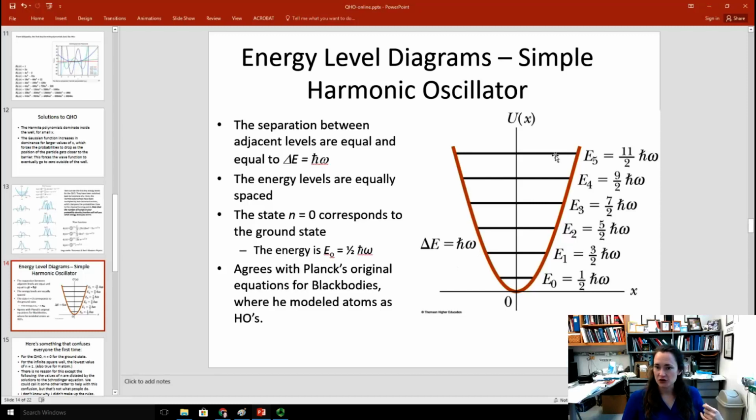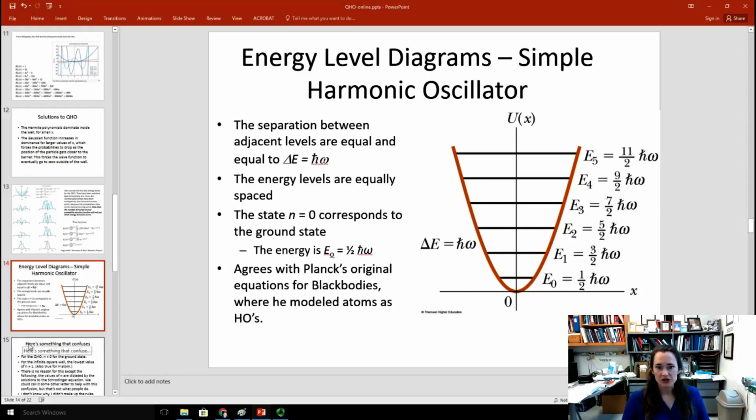Now, the energy levels are going to be spaced by h bar omega. So your ground state is 1/2 h bar omega, your first excited state is 3/2 h bar omega, and the difference in between those energy levels is h bar omega, okay? And they go up from there, 1/2, 3/2, 5/2, 7/2, so on and so forth, okay?